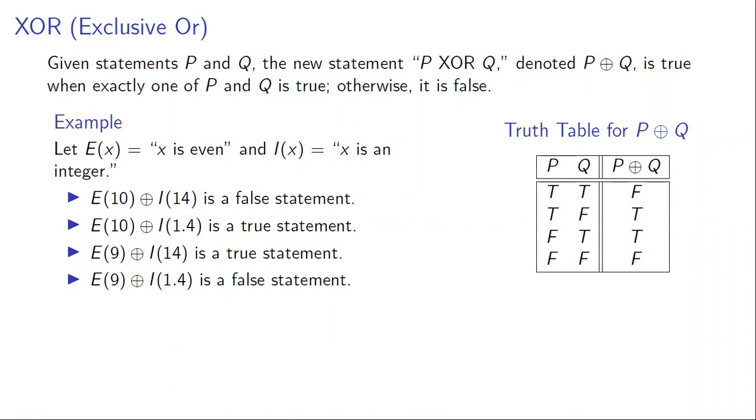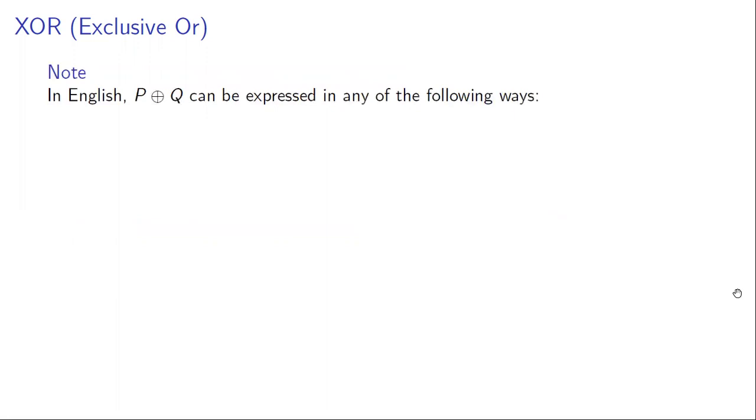Exclusive OR is XOR. Now in English, English is more difficult than math. You'll see, in English, there are a few different ways to express P XOR Q. So in English, P XOR Q can be expressed in any of the following ways. You might say the following: P or Q, but not both, right? The word or typically just means inclusive OR. But if I want to express the idea of XOR, I can say something like P or Q, but not both.